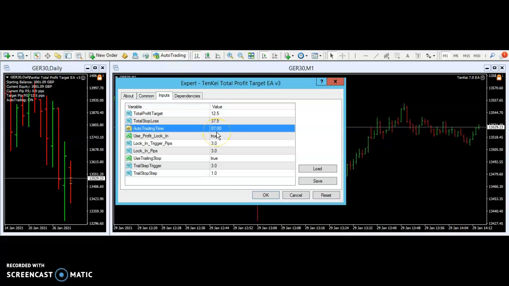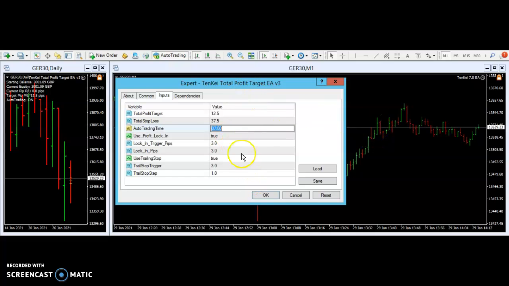Is that complicated? Well, for you who know, you know. For you who don't know, this is an education. We're going to teach you this, and you're learning already. Okay, so that is the auto trading time, which you can set to any time you want within the 24-hour clock. Using the TenKei TPT, you can trade any market you want.